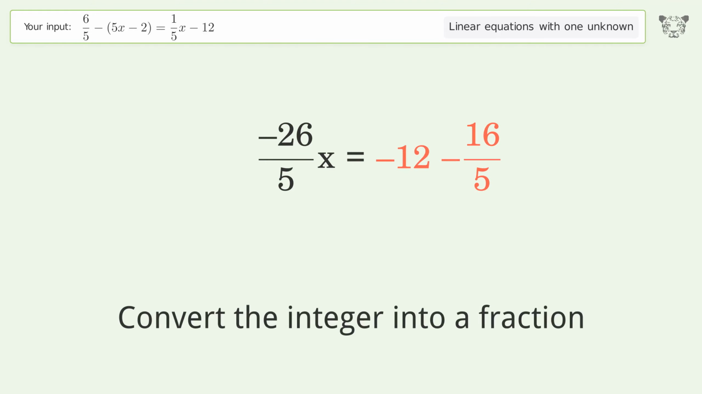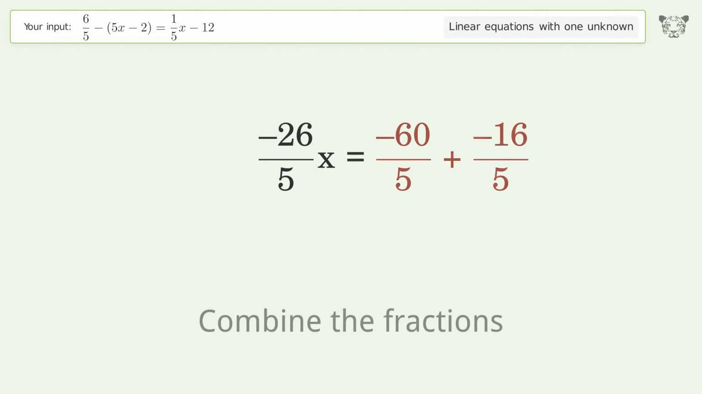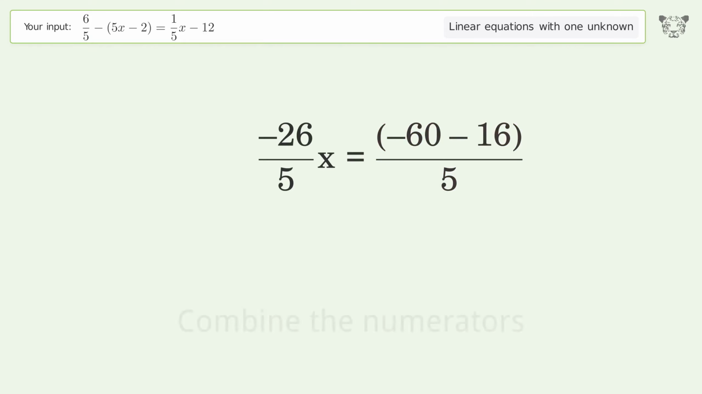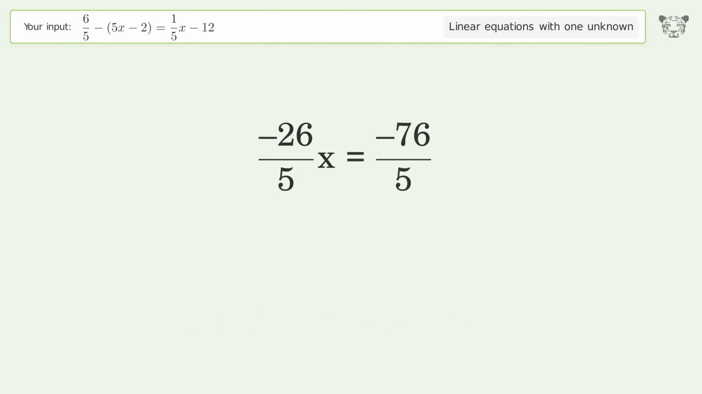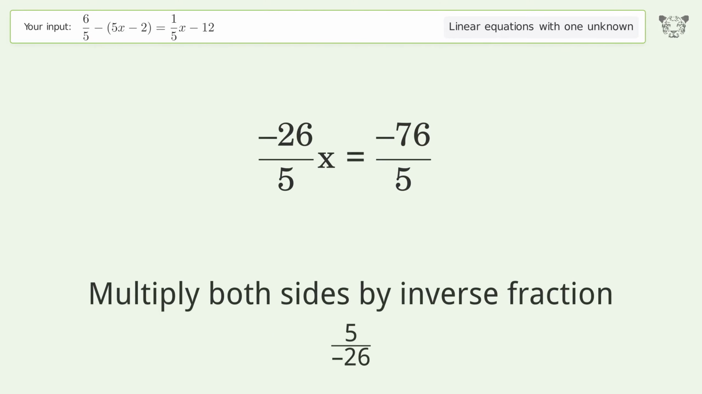Convert the integer into a fraction. Combine the fractions. Combine the numerators. Isolate the x. Multiply both sides by inverse fraction 5/-26.